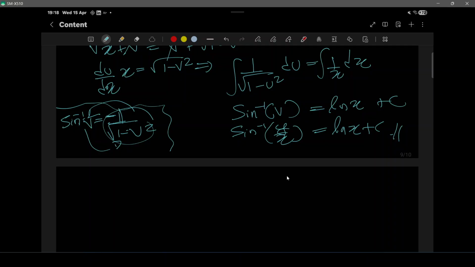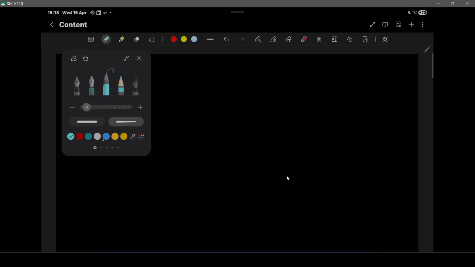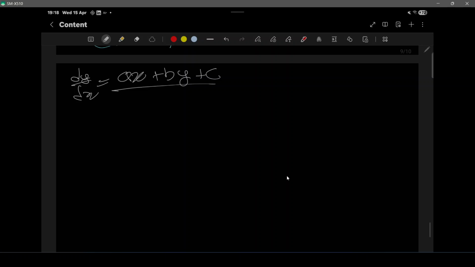I hope you can understand it, and I will let you do the final question. And there is another interesting theory hiding here. If our equation is dy over dx equal to ax plus by plus c over capital A x plus capital B y plus capital C, you can see that this is not directly a homogeneous equation.